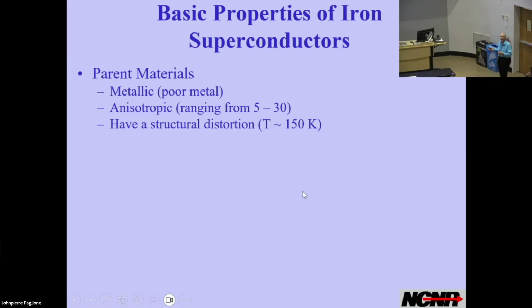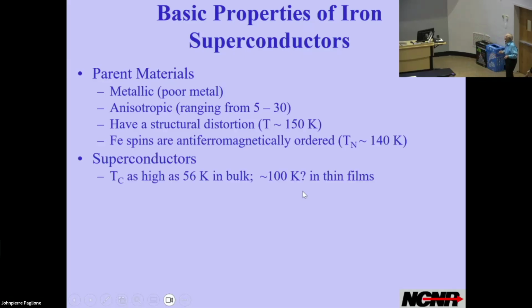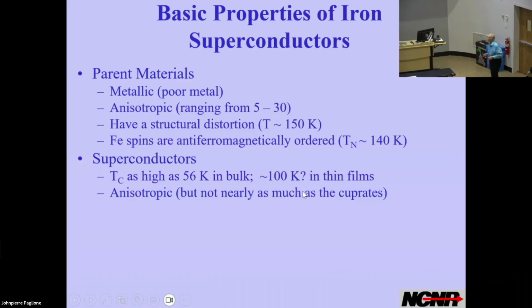And there's a structural distortion. So you start tetragonal, and then as you cool down, most of them have a tetragonal to orthorhombic distortion. And then the iron spins order antiferromagnetically, and that phase transition can occur at the structural transition or below it. And there are examples for both. Tc is pretty high, 56 Kelvin, claims up to 100 Kelvin. I don't think anybody believes those anymore. Maybe. Anisotropic, very high upper critical fields.